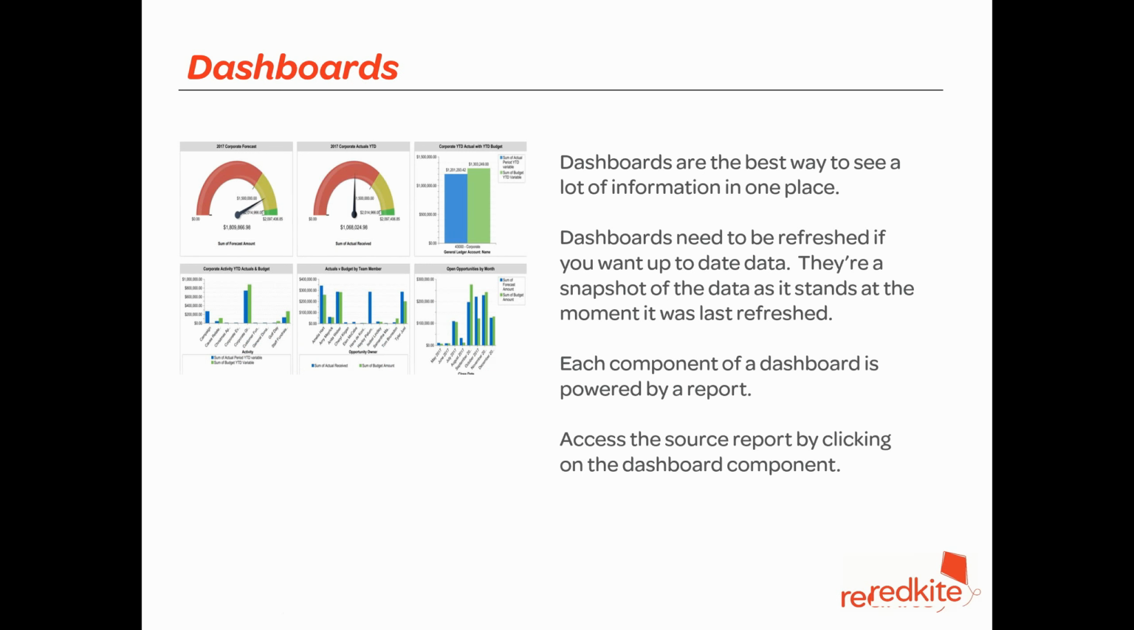So dashboards. Dashboards are the best way to see a bunch of information in one place. So generally all the information is related to one topic. Dashboards always need to be refreshed, so it's like a snapshot of how the data was at that point. It'll give you the last time that it was refreshed across the top, right next to the refresh button. But to see the data as it is now, you'll need to refresh it every time. Behind each one of these charts lies a report. If you wanted to see the details of the report, just click on the actual widget or chart, and if you have access to it, it'll take you through to the report that powers that.